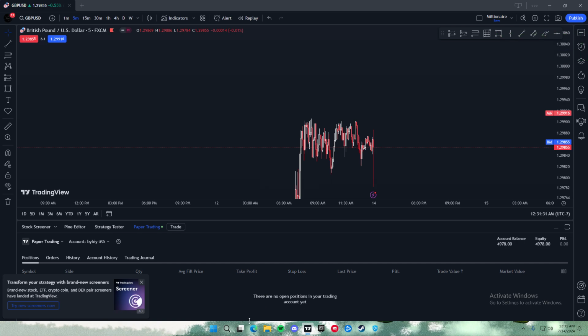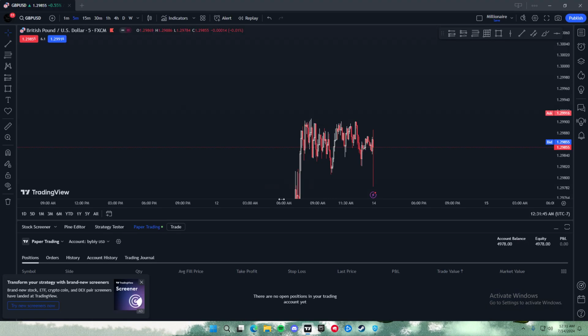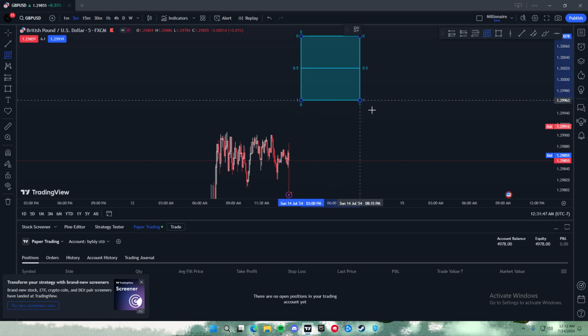Today I watched two videos on two trades. I watched the discount and premium, which is pretty much just the equilibrium. I already know how to use equilibrium, and then I watched optimal trade entries. A discount and premium is pretty much entry zones, so I'll explain it using this.